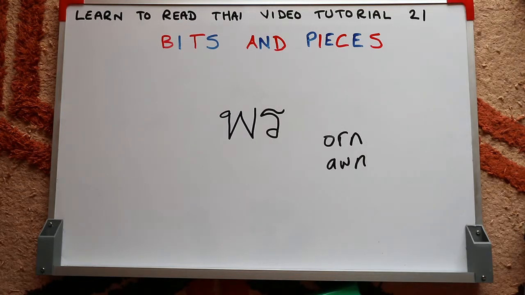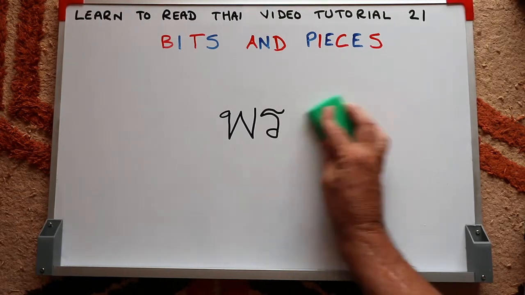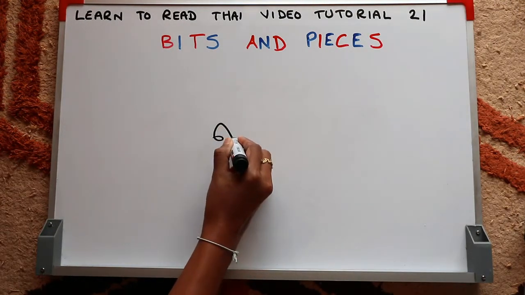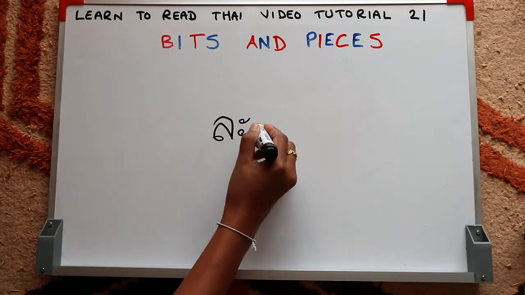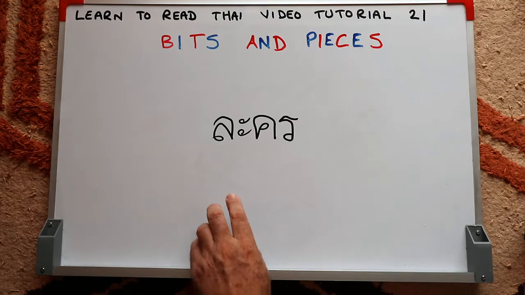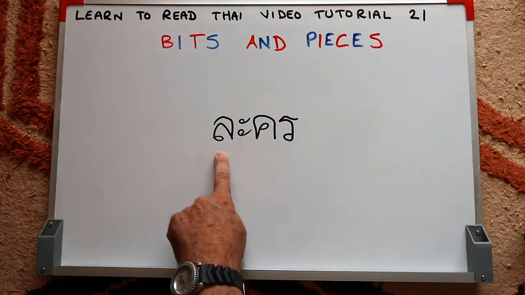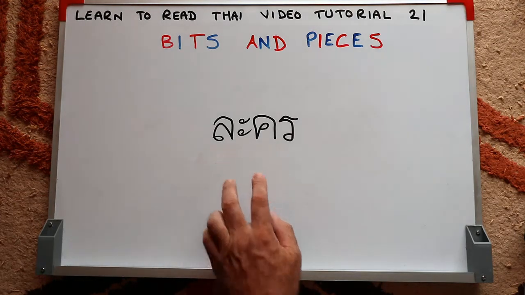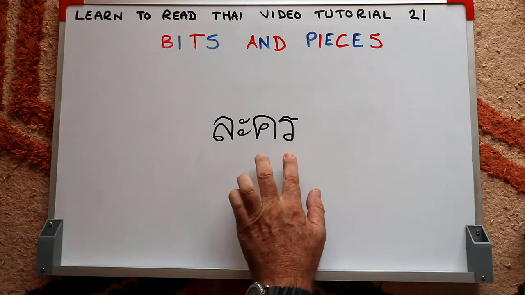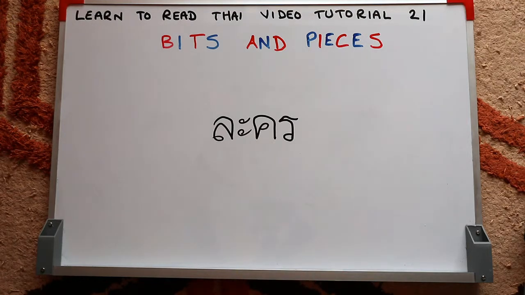I'll get Pom to write another word for you. Okay, here we have the lor-ling, the L consonant, then a short A vowel, then a kor-kwai K consonant, and ro, no vowel. ละคร, ละคร, ละคร. That is the Thai word for drama.